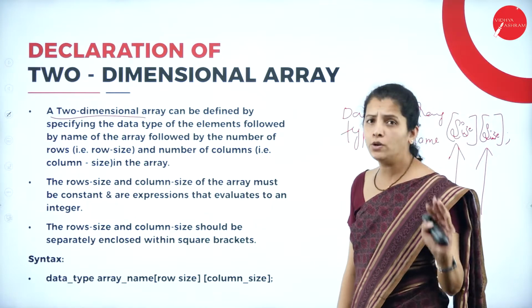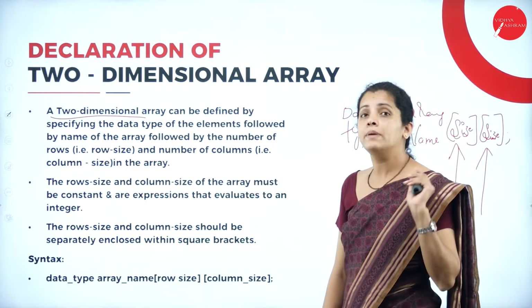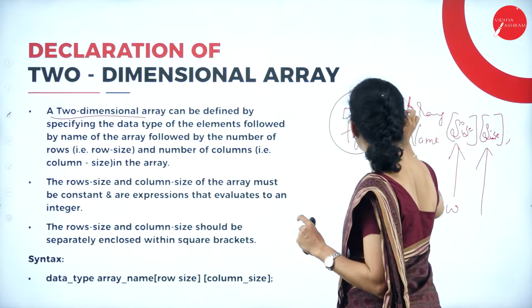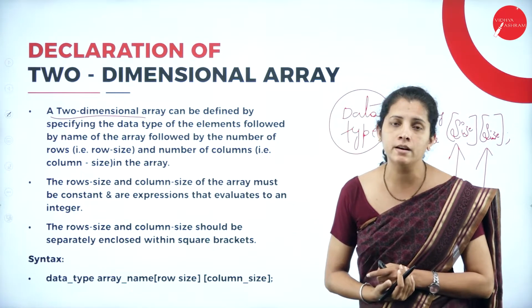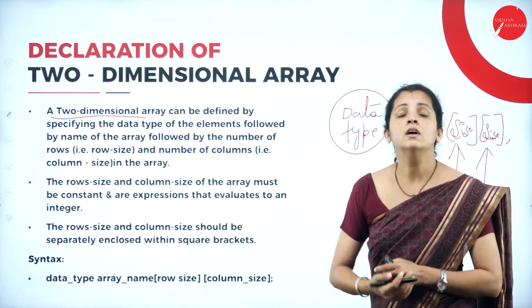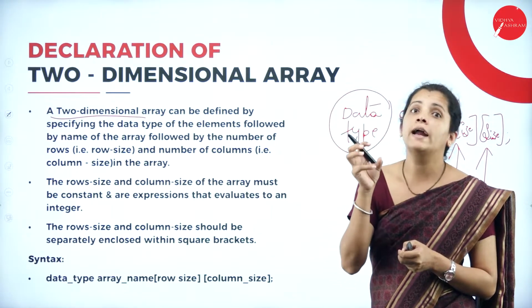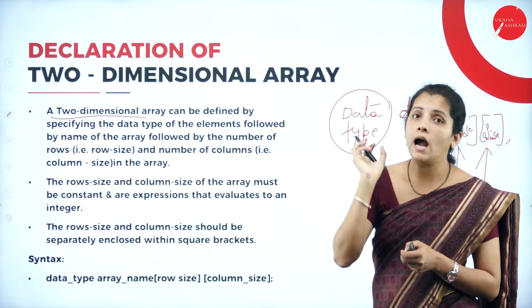Now, two-dimensional arrays can be identified by specifying the data type. So any two-dimensional array can be identified by using a data type. So what is a data type here? That is nothing but a way used to identify a particular kind of data or item.